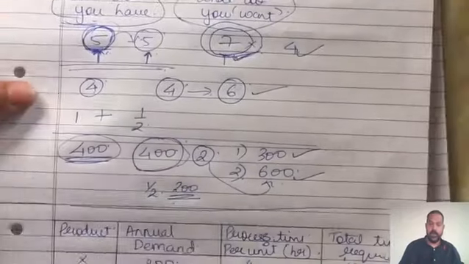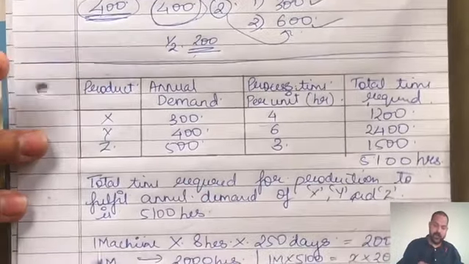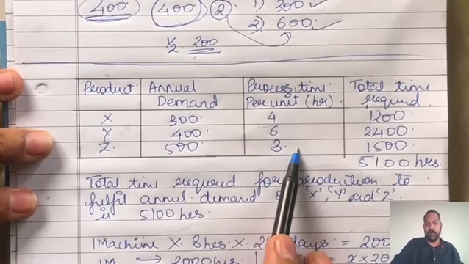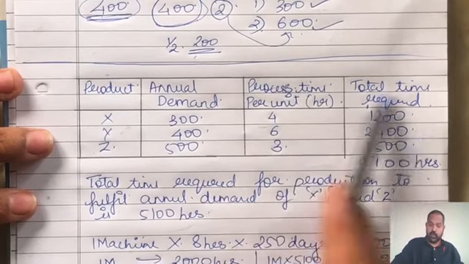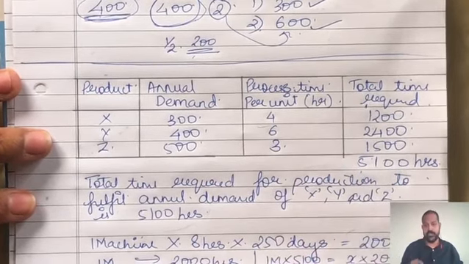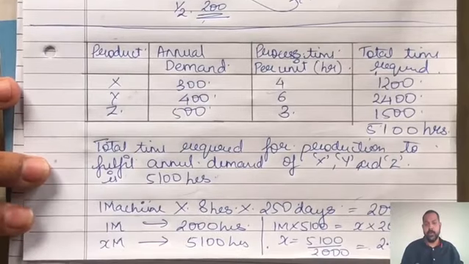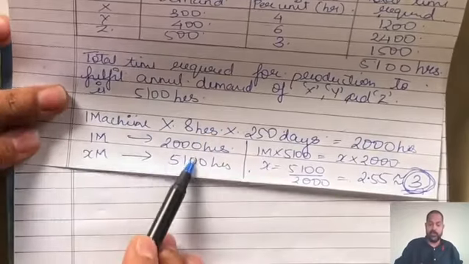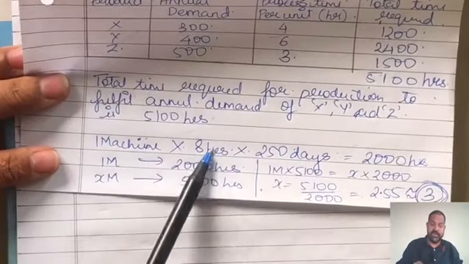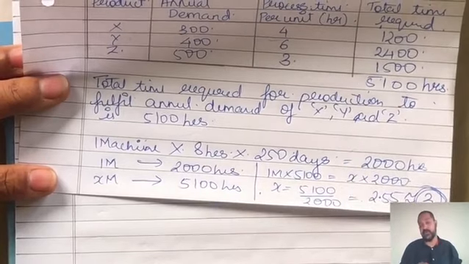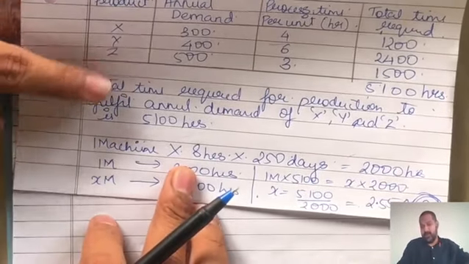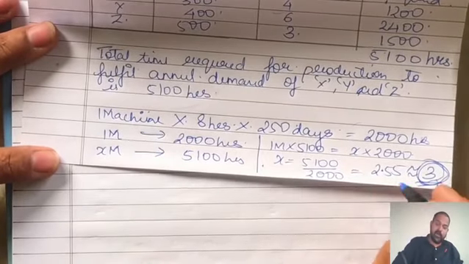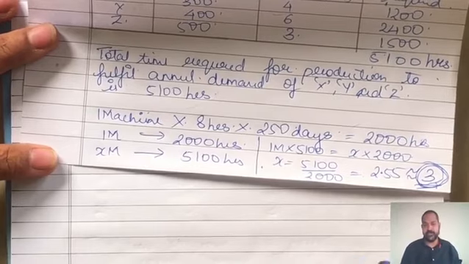So, let me quickly run through. I have to produce XYZ, 300, 400, 500 units. This is the per unit production requirement. So the total time required for me to produce everything on one machine is 5100. But if I buy one machine, how many hours will I get? Well, one machine working for 8 hours a day for 250 days will give me 2000 hours worth of output. Not enough, I need 5100 hours of output. So for 5100 hours of output, I need to buy approximately 3 machines.